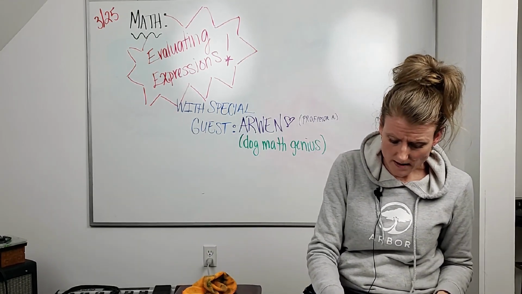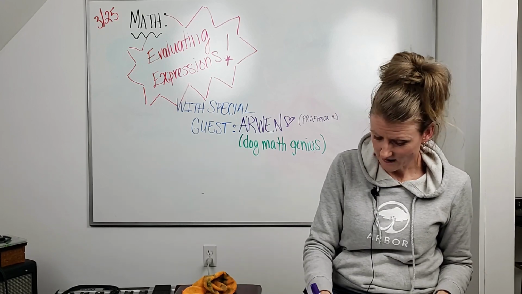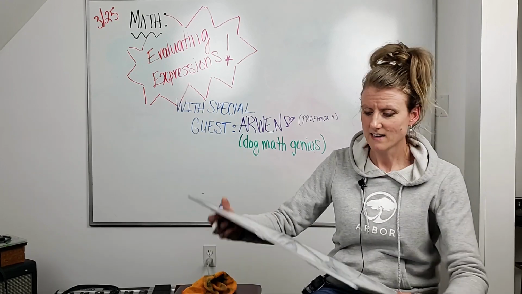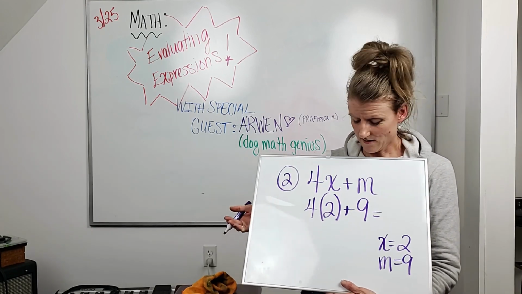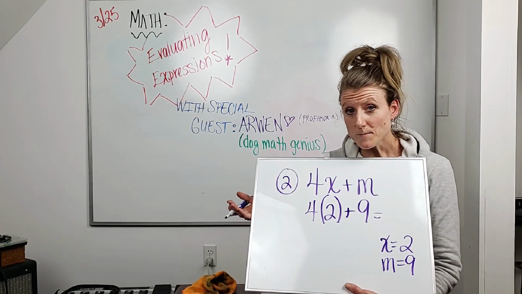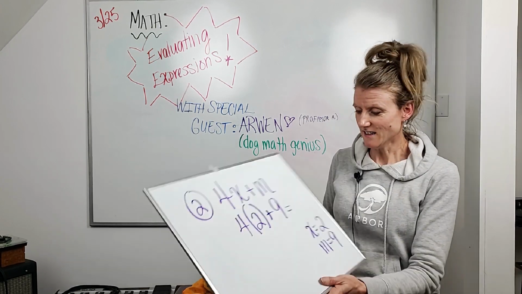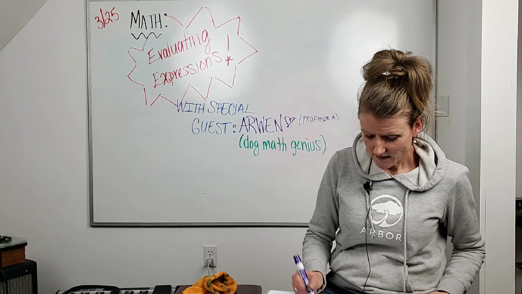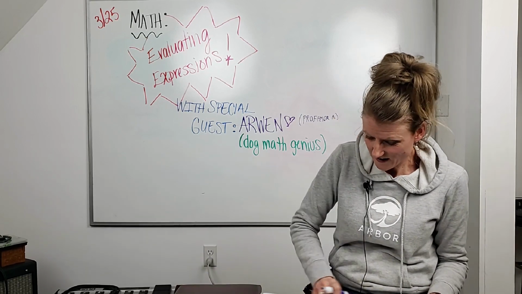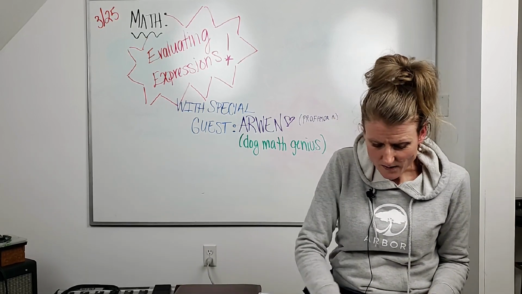So we got 4 times 2 plus 9. Not too bad. 4 times 2 would give us an 8. And the 8 plus 9, hopefully you said it, is 17. And that would be the answer to that expression. Moving on to another one.